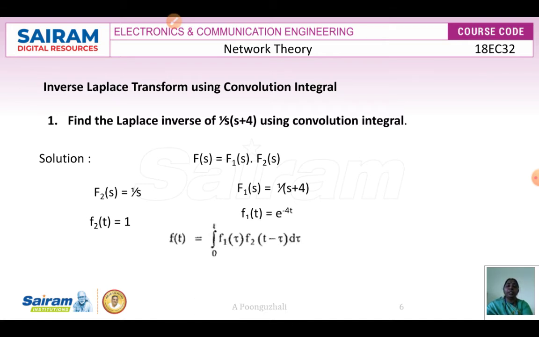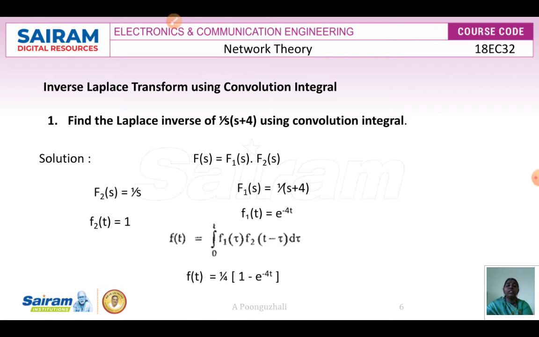Using the convolution integral, f of t is equivalent to integral 0 to t f1 of tau into f2 of t minus tau into d tau. So what is f1 of tau? Here f1 of tau is going to be e power minus 4t, and for f2 of t minus tau, there is no time duration, so no waveform is shifted, and we just write it as 1. So our integral will be 0 to infinity e power minus 4t into 1 into d tau.